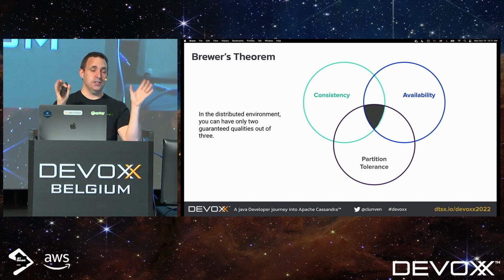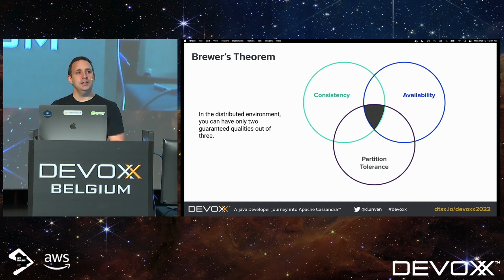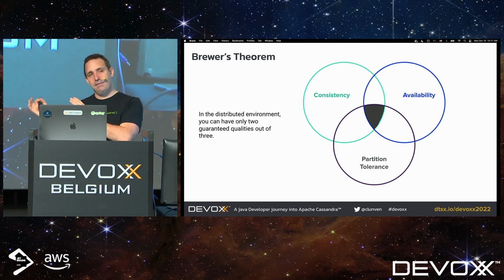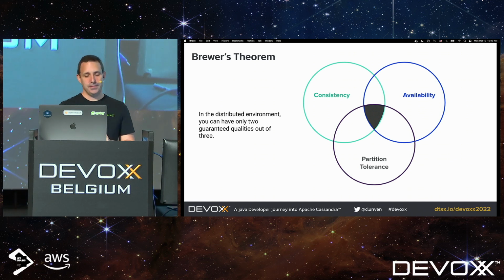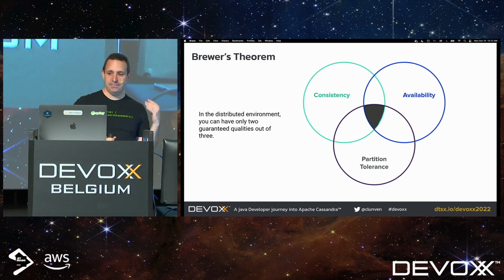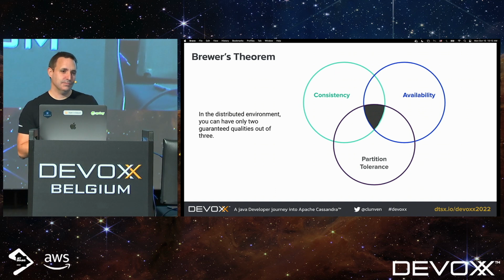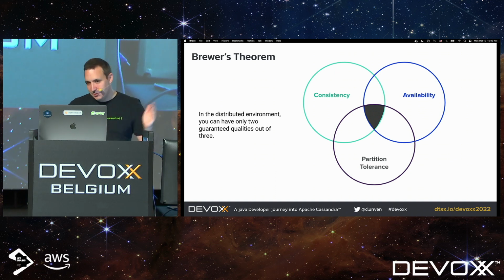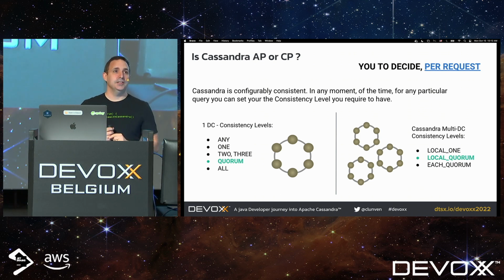Do we ensure consistency, so the system is down until we are sure that all the replicas have the same data? Or we focus on availability and say, okay, you may not have the very last updates of the data, but I will reply to you. So what do you think? Cassandra is AP, availability and partition tolerance, or CP? A lot of people will tell you that it's AP. Actually, it's up to you to decide.